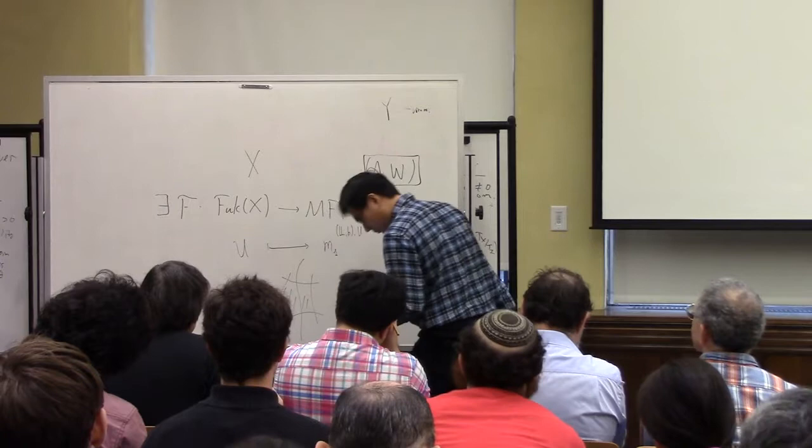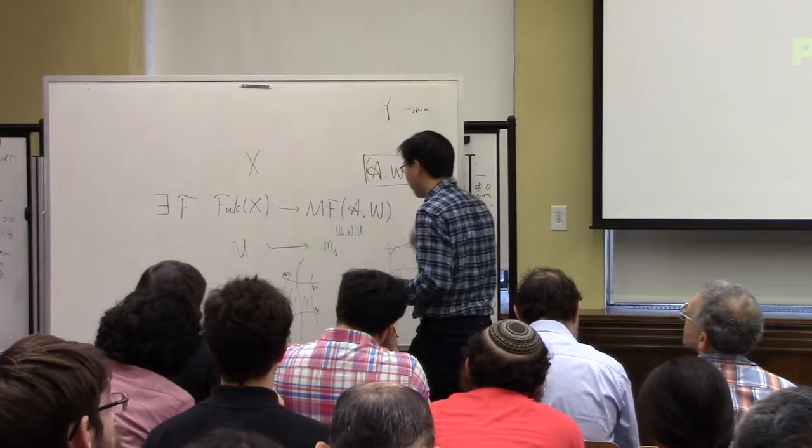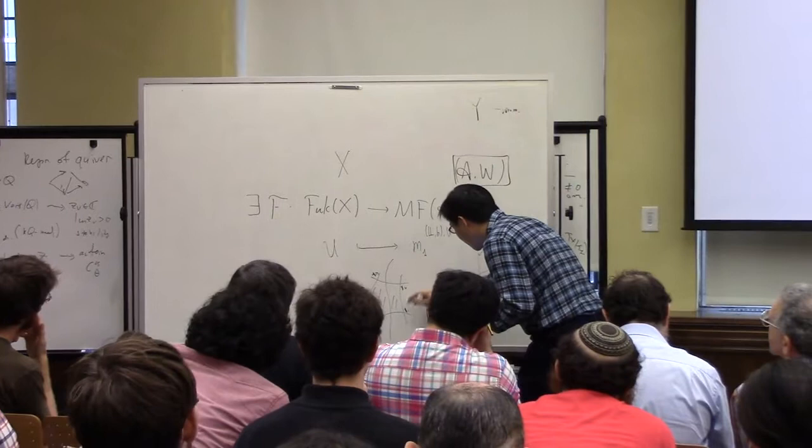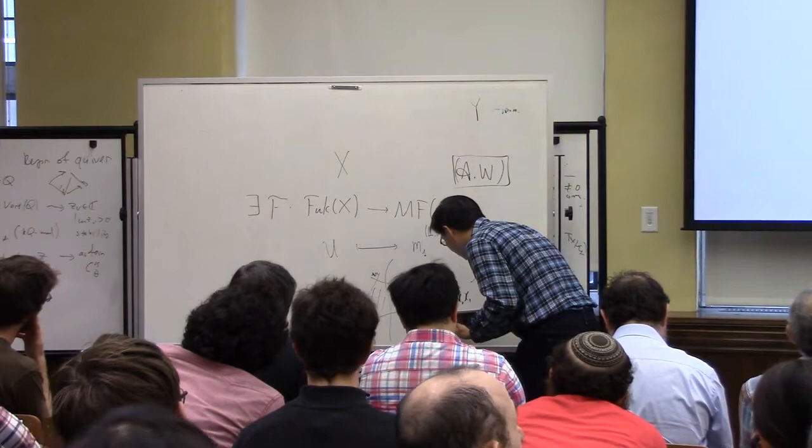For instance, in this case, you have x1, x2, x3, x4, and x5. In this very simple case, let's say you have this polygon appearing in the superpotential W. And then the matrix factorization is very simple. It is just dividing this polygon into two pieces. So you have a very simple matrix factorization, x1, x2, and then x3, x4, x5. So this is the idea.